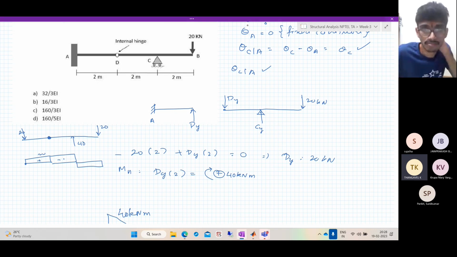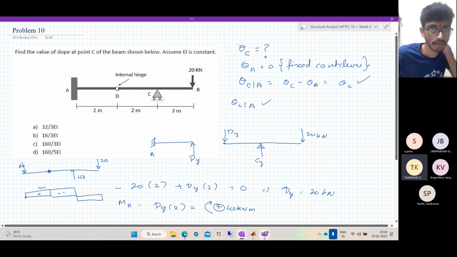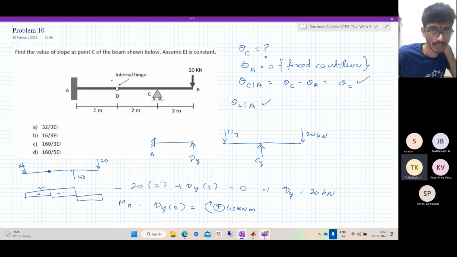Okay, I think the issue is this. Since there is an internal hinge, the slope is not continuous at the point D. So the slope to the left of the point is different from the right of the point. So no problem. Only thing is this is not valid. So theta C with respect to A is not valid because we cannot determine the slope.